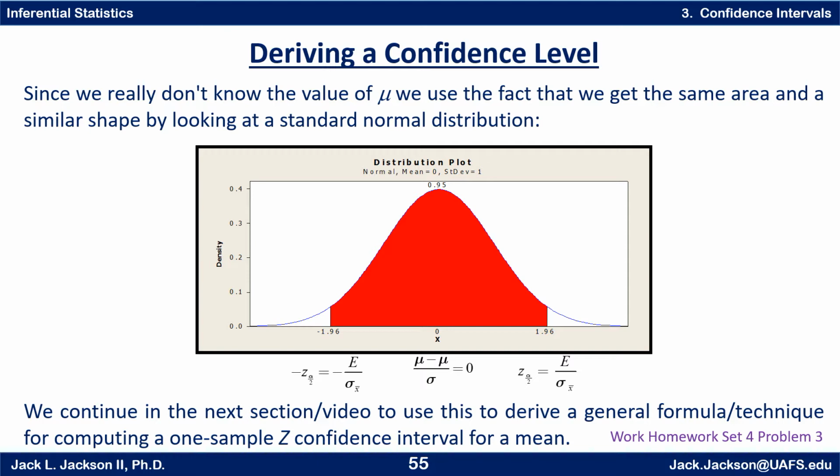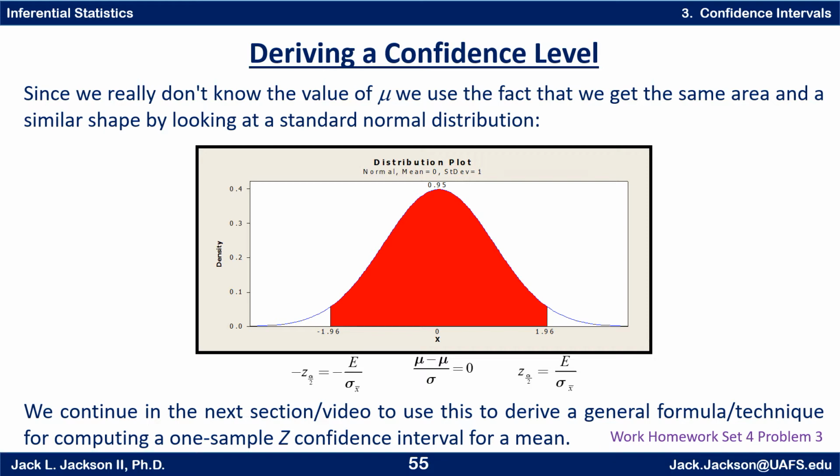Here we see the graph of a standard normal distribution where the red shaded area is centered on the mean. The red shaded area is the confidence level 1 minus alpha. The formulas below show the computation of the corresponding z-scores. Note that the z-score for the mean is always 0, because it's the mean of the standard normal distribution, and it's also found as mu minus mu over sigma. Of course, mu minus mu is 0, divided by sigma is still 0. So the mean of the distribution of z-scores is always 0, the mean of the standard normal distribution.